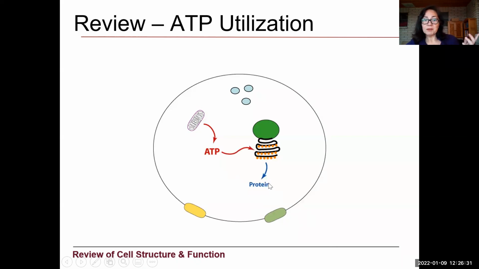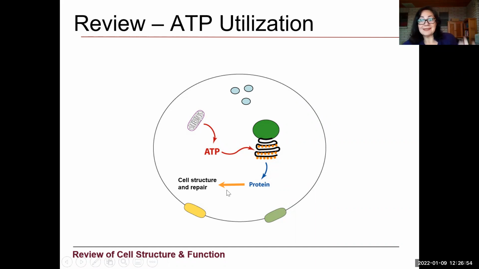Other jobs that get paid for with ATP: transcription and translation. They're pretty costly. We need to pay for those. We need energy to pay for those. And making the proteins, what these proteins are for, some of them are needed to make the cell itself, the structure of the cell, the cytoskeleton, et cetera.